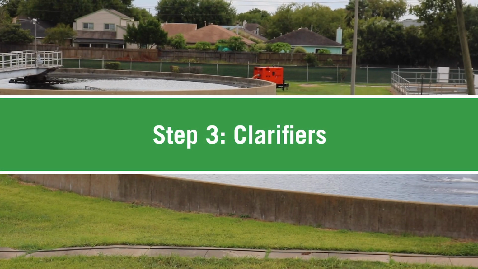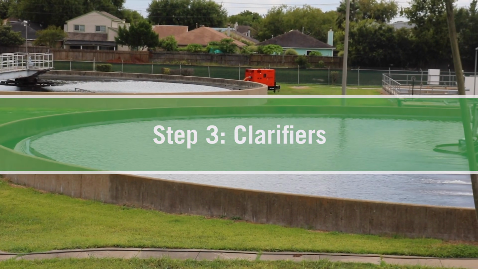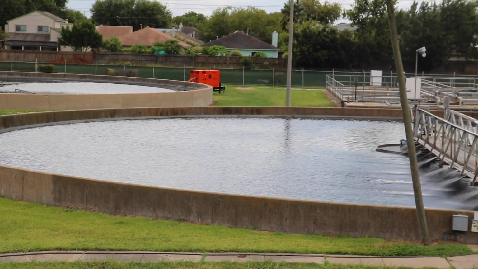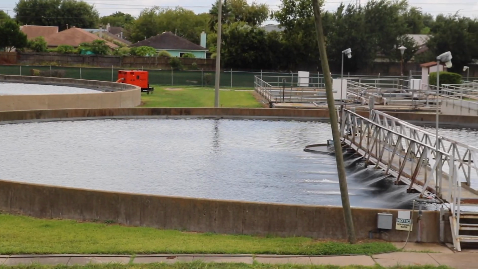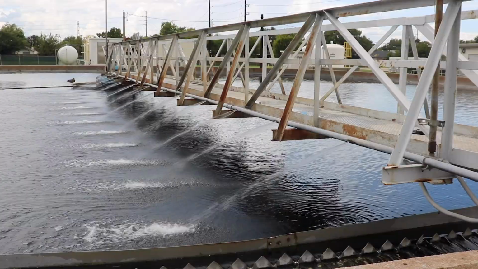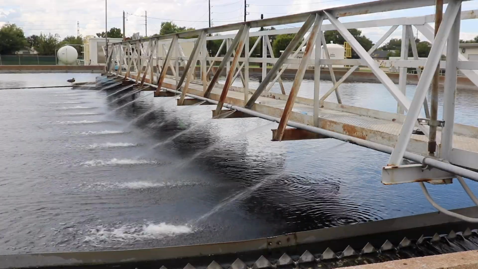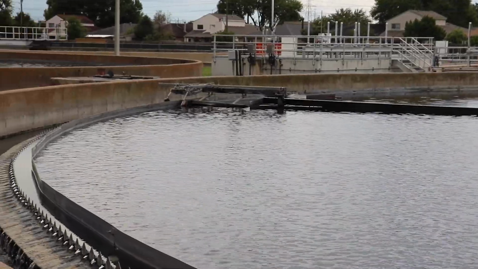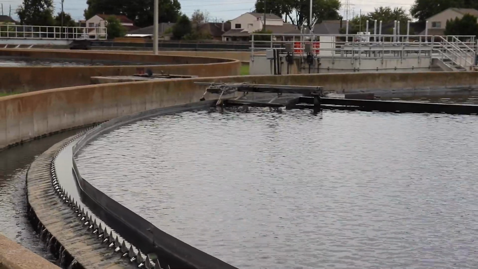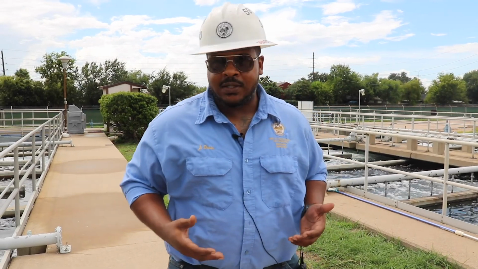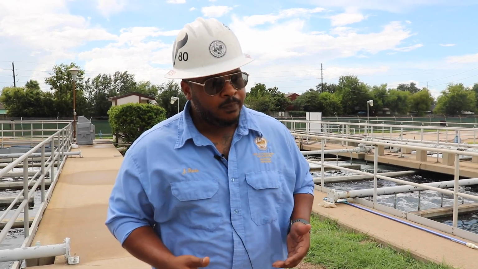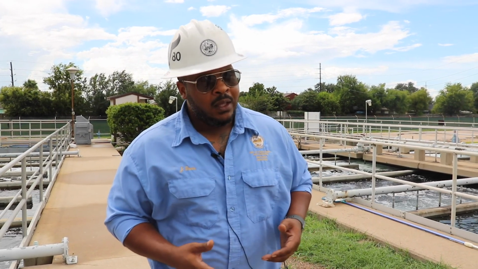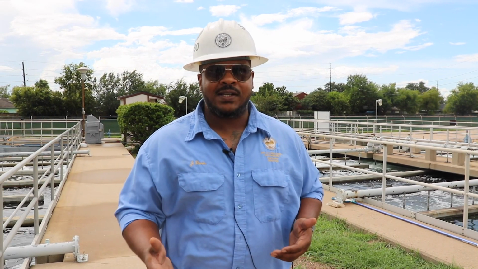Step 3. Clarifiers. Next, the treated wastewater is moved to round circular basins called clarifiers, where the microorganisms settle out to the bottom and clean water flows over the top of the weir located on the outer edge of the clarifier. The clarifiers are meant to separate sludge from clear water, what we call an effluent. The sludge is pulled back to the plant and goes back through the process again.